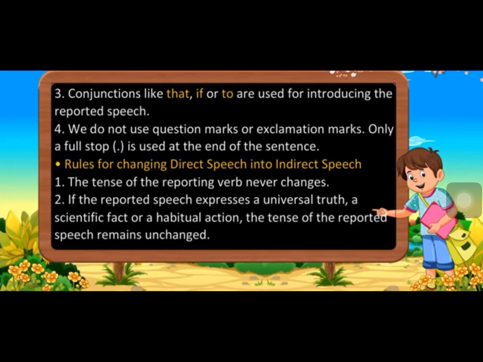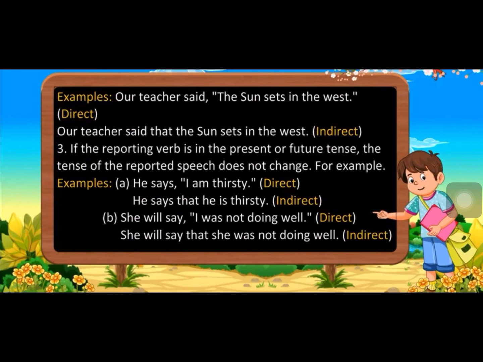To remember these rules and regulations, you should know the difference between reporting verb and reported speech. If the reported speech expresses universal truths, scientific fact, or habitual action, tense will be unchanged. So here reported speech remains unchanged. Our teacher said, the sun sets in the west. Reported speech: Our teacher said that the sun sets in the west. As it is a universal truth, it comes as usual without any changes.